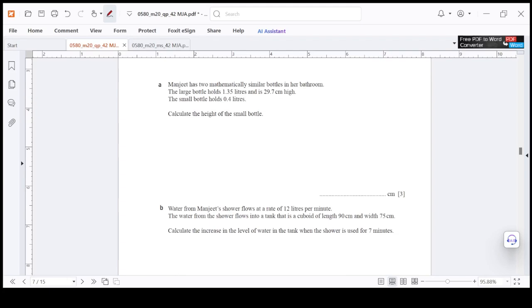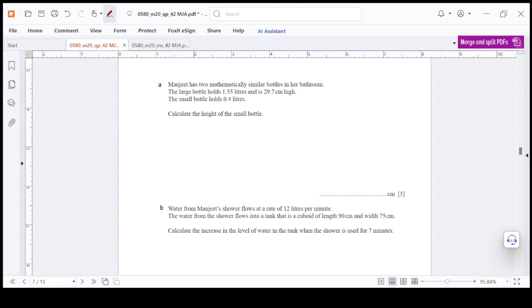Manjeet has two mathematically similar bottles in her bathroom. The large bottle holds 13.35 liters and is 29 centimeters high. The smaller bottle holds 0.4 liters. Calculate the height of the smaller bottle.